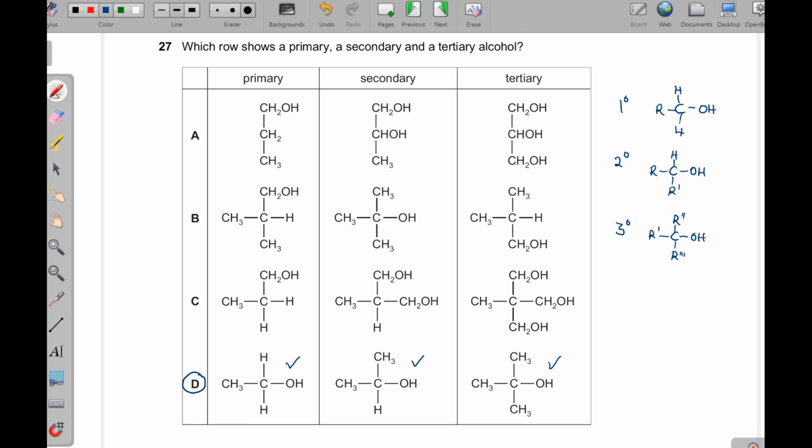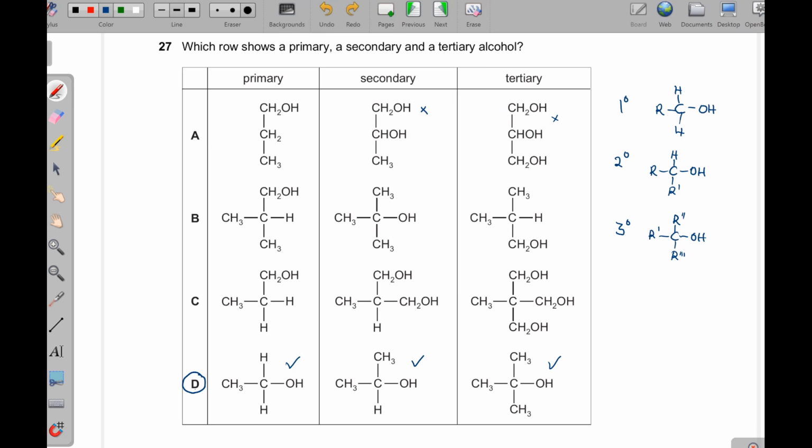Look at A. This one is a primary alcohol. Okay, we agree. This one here has a primary alcohol end and also the secondary, you see. Now, because of this being primary, then this one fails. And this one here, of course, it is not tertiary. There is primary here, there is secondary here, there is primary here. You see that?